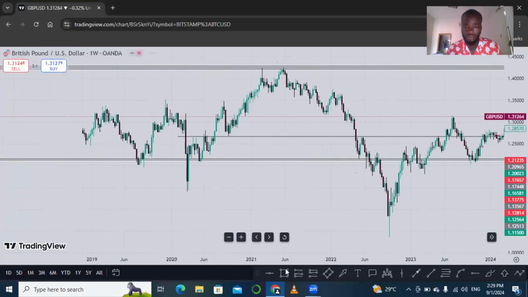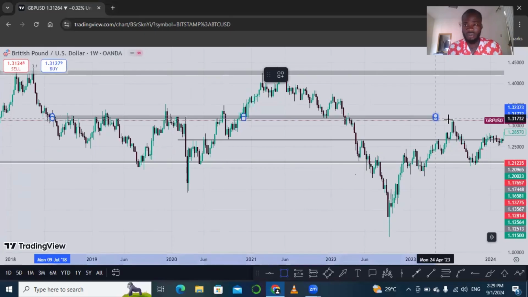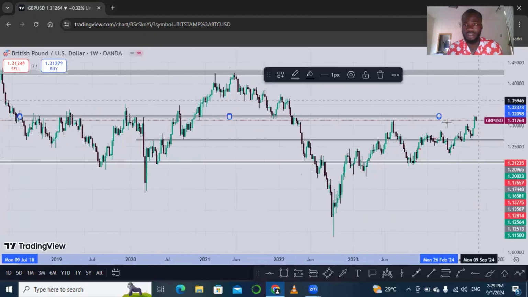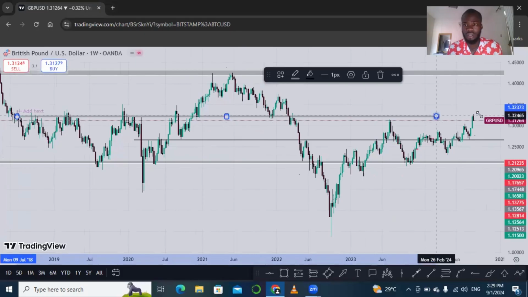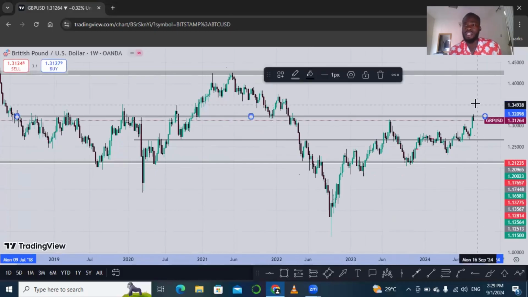So there's a minor level here. There's a minor level here. Let me make sure I'm drawing it properly. Yes, there's a minor level here.